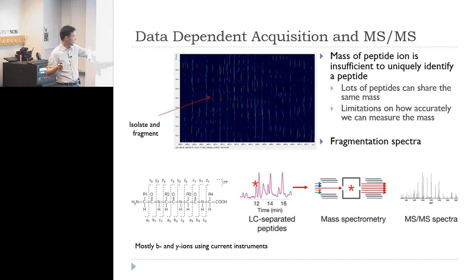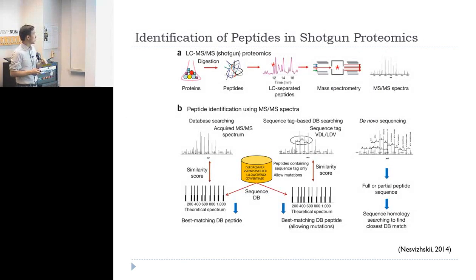So this is the workflow. Peptides come off liquid chromatography into the mass spec. The mass spec says, oh, this is interesting. Let's fragment it. It fragments it, and then we get a fragmentation spectrum. And from this fragmentation spectrum, we try to identify what the peptide is. There are different strategies for doing this.